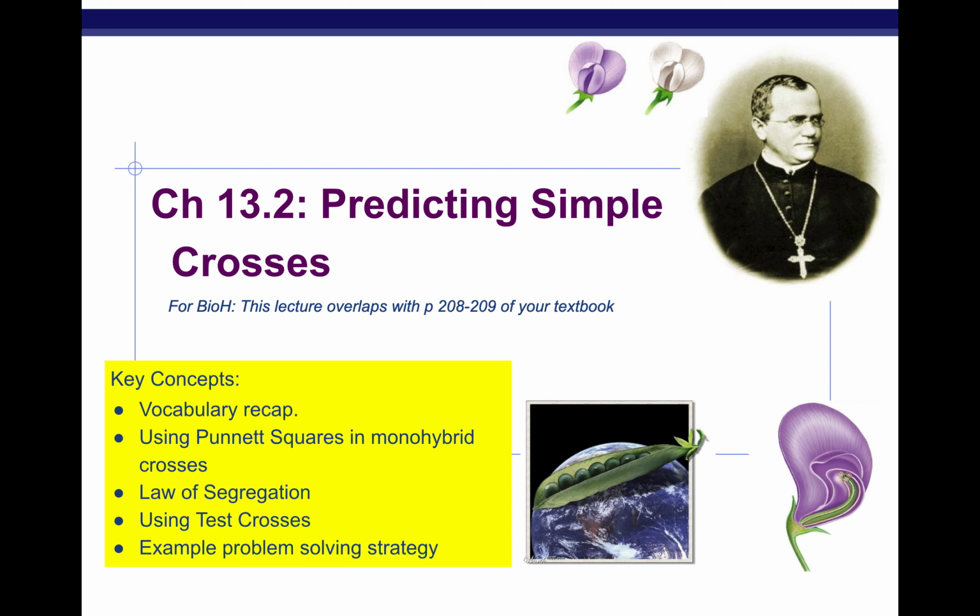Hi everyone. Today we're going to go over chapter 13.2, which reviews how to predict simple crosses. This goes over your textbook on pages 208 through 209 of your book.